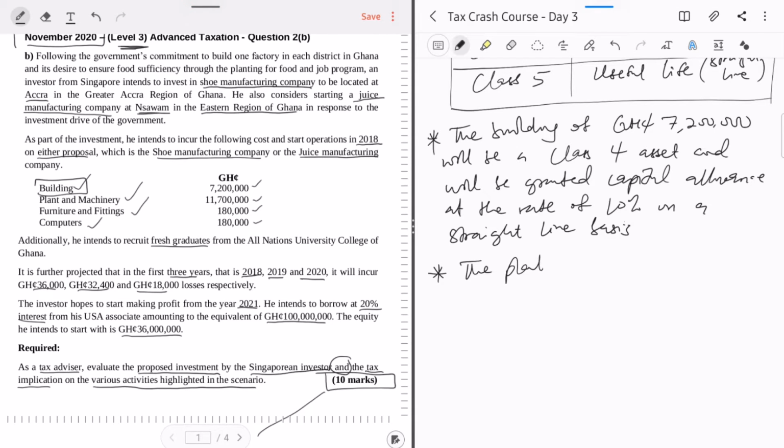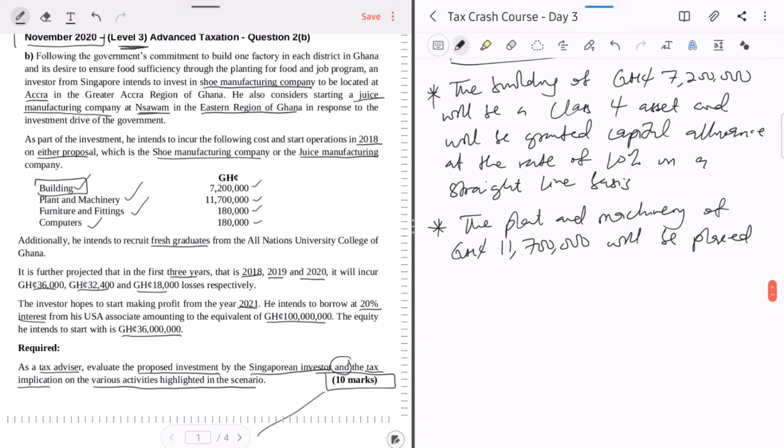The plant and machinery of 11.7 million will be placed... who can guess? Is it class 2 or class 3? Anyone? Please type your answer in the comments. I'm waiting. Class 2 or class 3? The answer is class 2. Remember I told you plant and machinery used in manufacturing would be class 2. If they said it wasn't a manufacturing company, then fine, it could have gone to class 3. But once it's a manufacturing company, plant and machinery used in manufacturing activities will be class 2. If you don't know this, please go and watch the videos on capital allowance. If you know it, don't bother. It means you're in good shape, right?